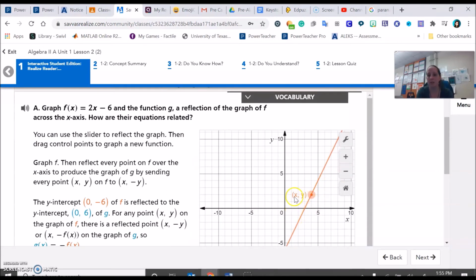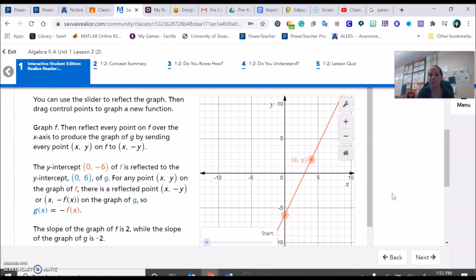So here is my graph, f(x) = 2x - 6, and the function g is a reflection of the graph of f across the x-axis. How are their equations related? So graph f. I reflect every point on f over the x-axis to produce the graph of g by sending every point (x, y) on f to (x, -y).